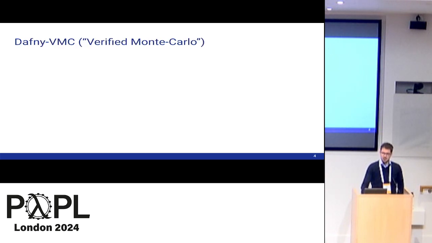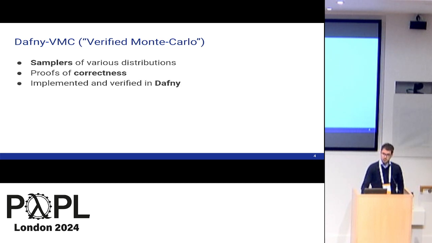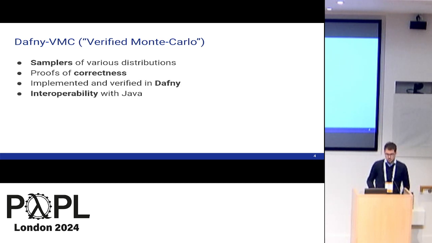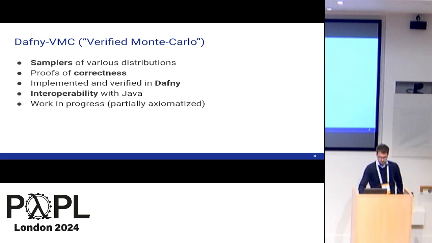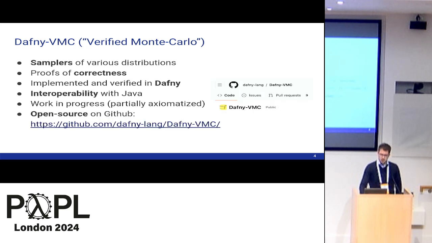This is where the project Dafny VMC comes in. VMC stands for Verified Monte Carlo. Sampling algorithms are an example of Monte Carlo algorithms. This library provides a number of samplers for various distributions, including proofs of correctness that are formalized in Dafny. It's interoperable with Java, so you can call these samplers from Java, and the samplers will use the random number generator provided by Java. It's currently work in progress, so it's partially axiomatized. But it's already open source on GitHub, and you can check it out if you're curious.